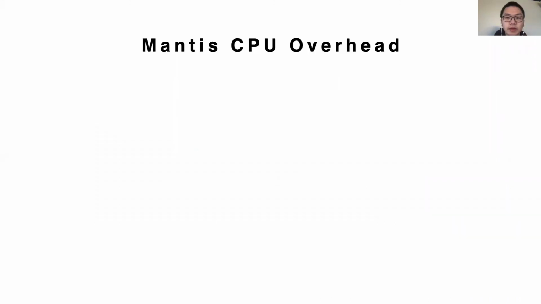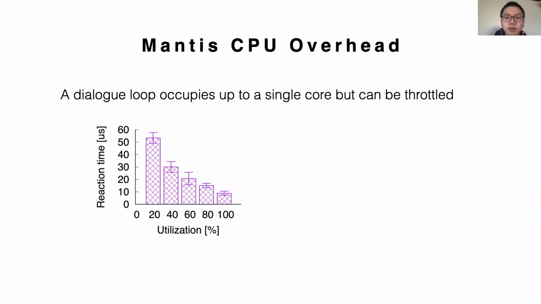We also evaluate the Mantis overhead in terms of CPU resources. By default, the Mantis agent uses a dedicated core for each dialog loop. However, the CPU utilization could be throttled in exchange for reaction time. This graph shows the reaction time of updating a single malleable entity. At 100% core utilization, it can complete the update in 10 microseconds. If we throttle it down to 20% utilization, reaction time goes up to around 50 microseconds.